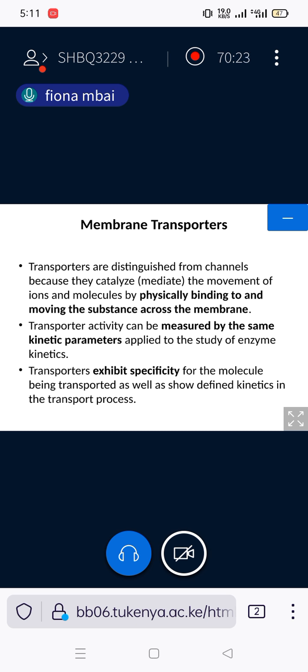So what are these transporters that shuttle these across? Transporters are distinguished from channels because they catalyze.